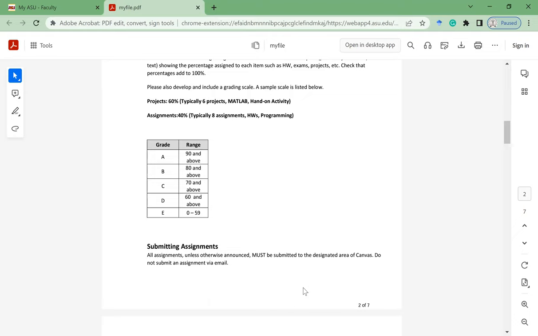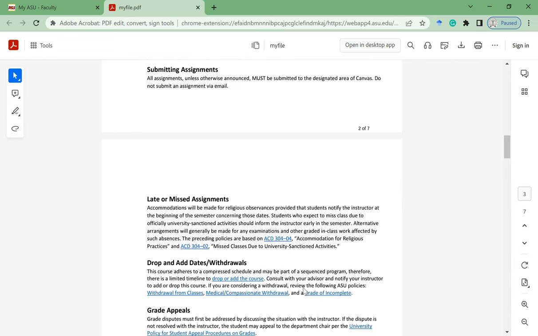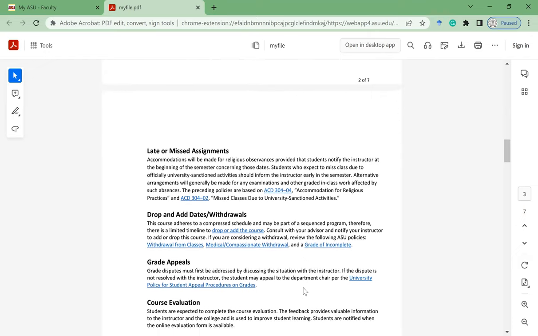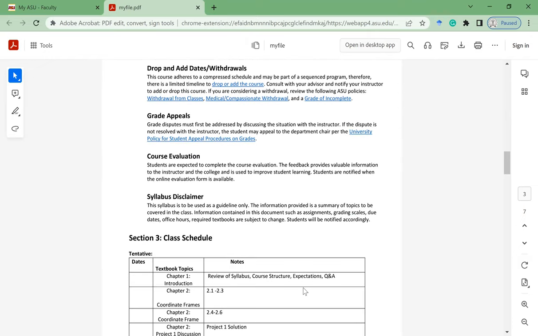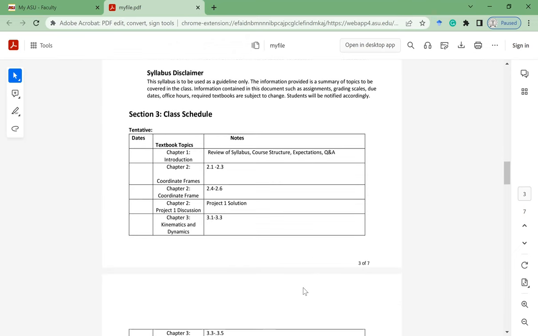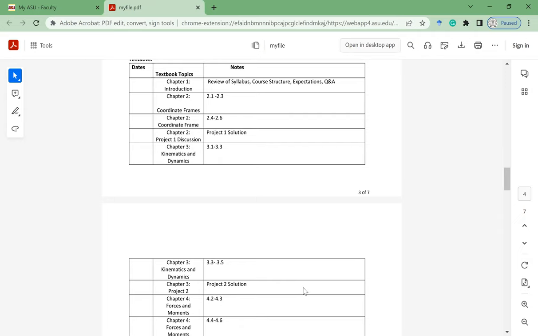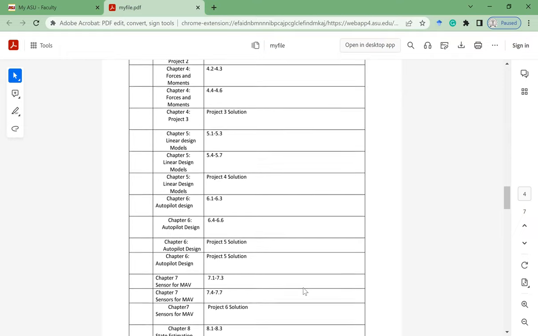Do not submit assignments late. But of course, if there is a valid reason, I will give you an extension. And please be aware of add and drop deadlines. Don't miss assignments, course evaluation, syllabus disclaimer. And these are the different chapters that I will go through as we proceed through the course.